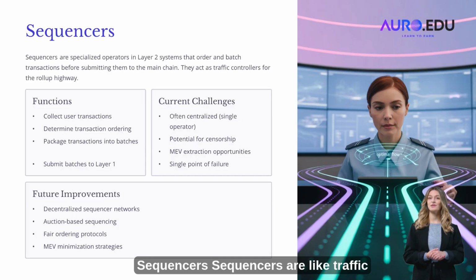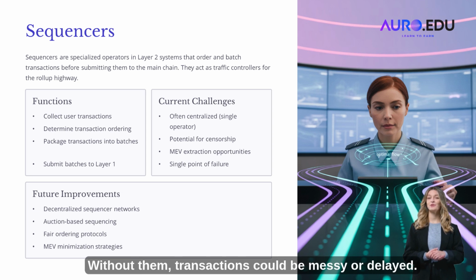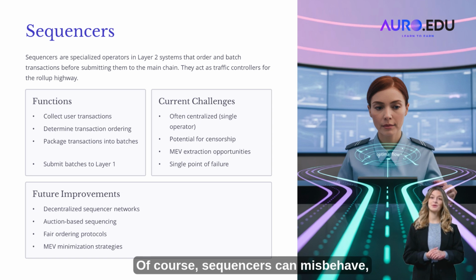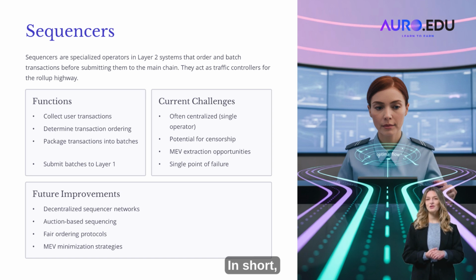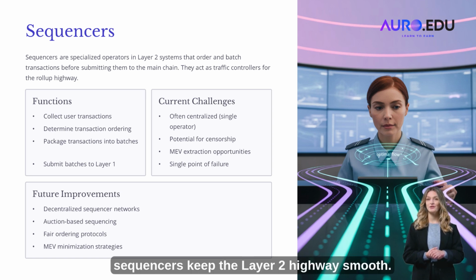Sequencers. Sequencers are like traffic controllers for rollups. They decide the order of transactions and package them into batches. Without them, transactions could be messy or delayed. Of course, sequencers can misbehave, but better designs are coming. In short, sequencers keep the Layer 2 highway smooth.